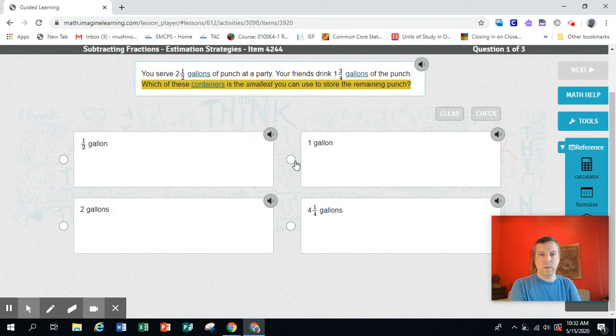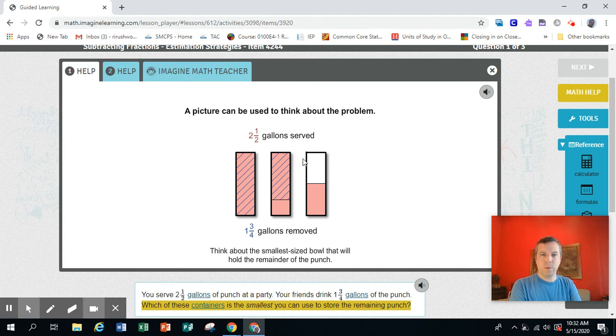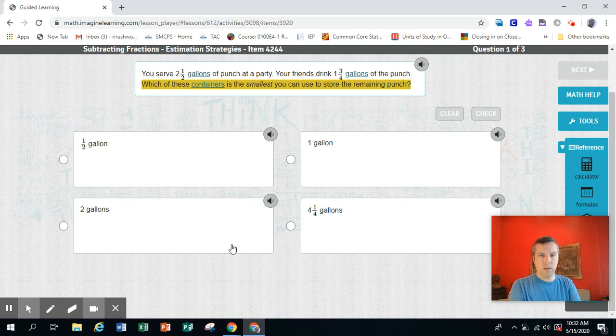Would it fit in a 1 gallon container? Well, this represents 1 gallon. So could we pour this amount of punch into there and it would fit? Absolutely, it would, in a 1 gallon container. Now, 2 gallons and 4 1/4 gallons are much bigger than that. The question says, what's the smallest container we need? So the answer is 1 gallon.